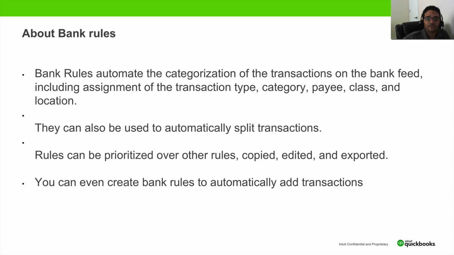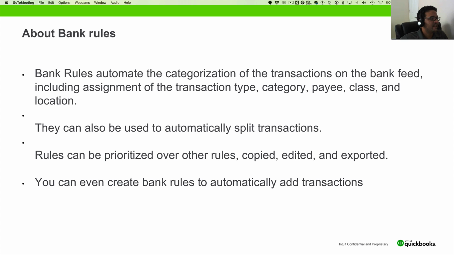Okay, so let's move on to bank rules. Bank rules allow you to automate the categorization of transactions in the bank feed, including assignment of transaction type, category, payee, class, and location. You can also use bank rules to split transactions. This is maybe when we have a transaction that should be 50-50, 50% business, 50% personal, something like that. You would use a split.